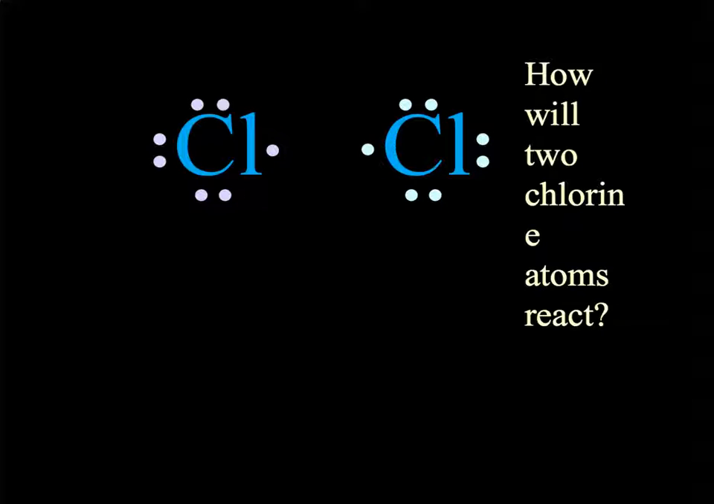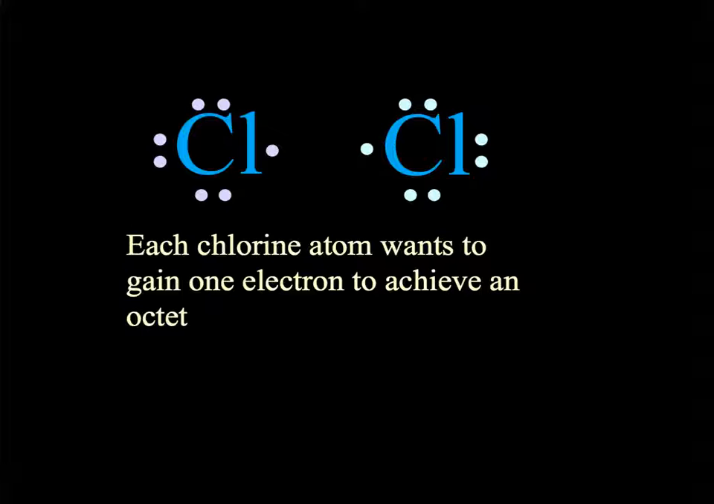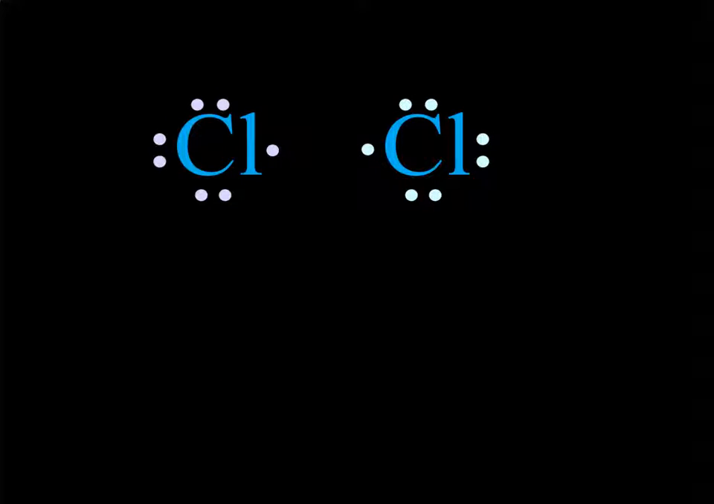All right, so how will two chlorine atoms react with one another? You can see that the chlorine on the left side has 7 valence electrons around it, and the one on the right side also has 7 valence electrons around it. So each chlorine atom wants to gain 1 electron in order to achieve an octet. And if you remember, an octet is 8 total electrons. So what's going to happen?